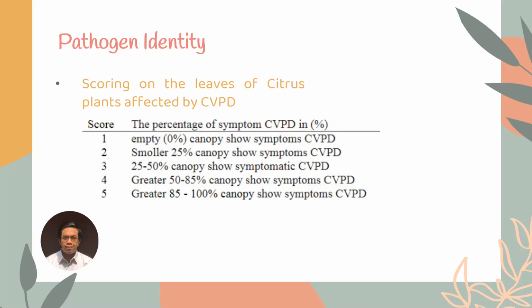Score 1 is smaller than 25% of the canopy showing CVPD symptoms, and the next score is 2. Score 2 is 25 to 50% of the canopy showing CVPD symptoms, and the next score is 3. Score 3 is greater than 50 up to 85% of the canopy showing CVPD symptoms, and the last score is 4, which is greater than 85 up to 100% of the canopy showing CVPD symptoms.